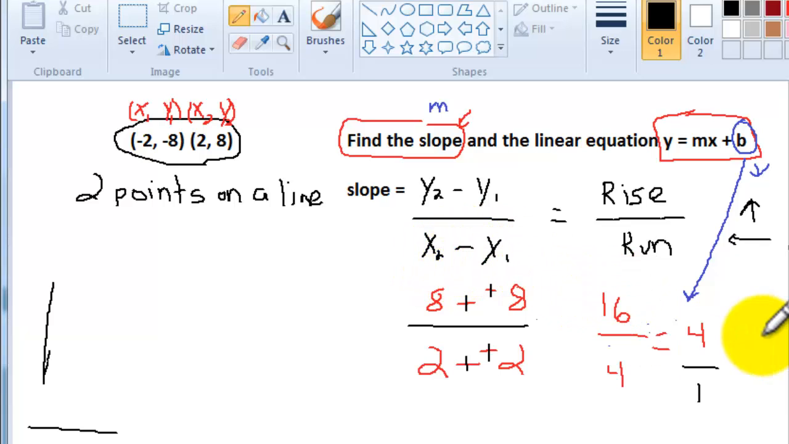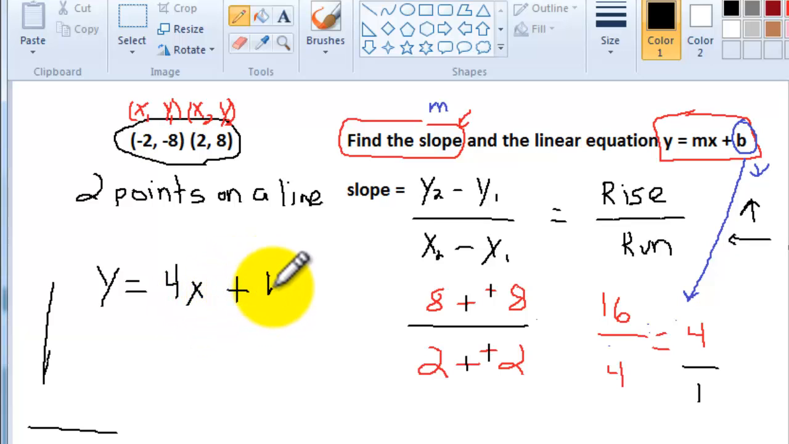Okay, so we calculated slope. Slope is 4. So when we put slope into our equation, we have one piece of our equation now, m. So we just put the 4. We're not going to need to have 4 over 1 here.